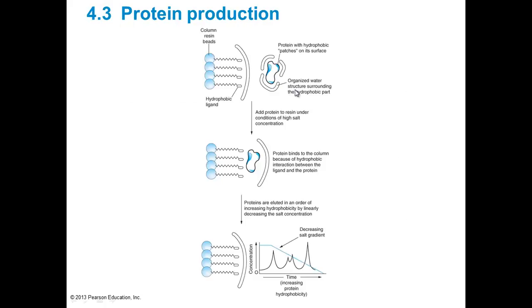Okay. So here is your column resin. It has a hydrophobic affinity ligand on it. A protein that has hydrophobic portions will then break free from the bonds of water, and it will go directly and bind to the hydrophobic ligands.